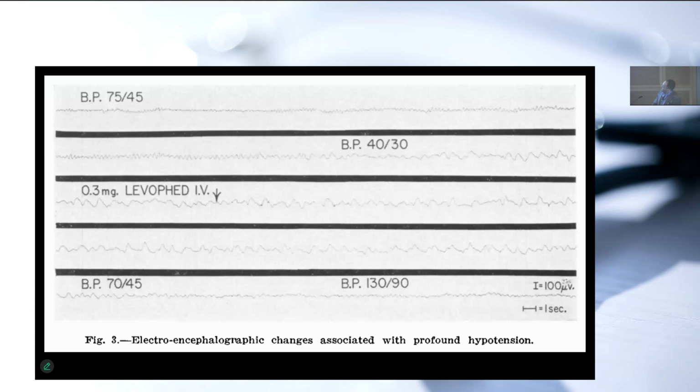Similarly, here's a patient who's anesthetized with an acceptable blood pressure at the time. Here they describe the blood pressure as low. This is normal, this is low. They see the slow wave activity, they give a small dose of Levophed, and then the blood pressure comes back to normal, overshoots a little bit, but regardless, the EEG normalizes.